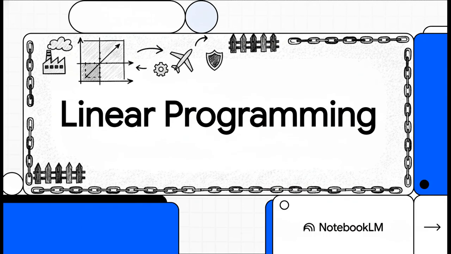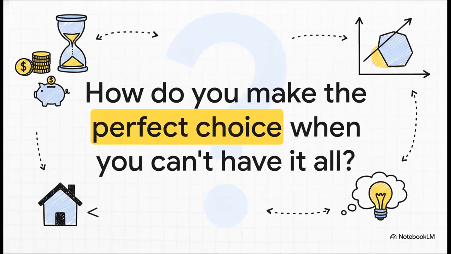Today, we're going to dive into a really powerful tool that helps pretty much everyone, from big companies to the military, make the best possible choice when you can't have it all. It's called linear programming. I mean, this is the classic problem, right? You've got limited time, a tight budget, maybe not enough space, and you want to squeeze the most value out of whatever you've got. Well, that's called optimization, and it's something we all do. And today, we're going to learn a surprisingly simple way to get it right.